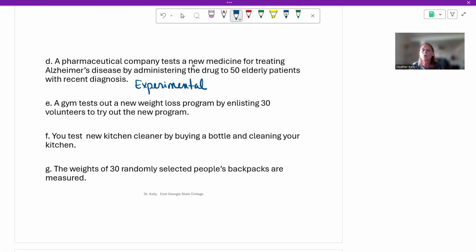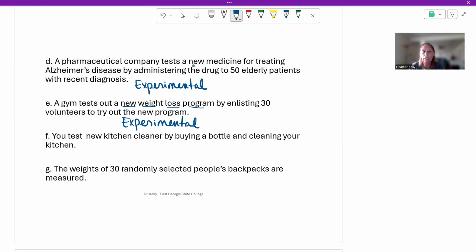A gym tests out a new weight loss program by enlisting 30 volunteers to try the new program. Well, because it's some new weight loss program, we're going to assume that they didn't just pick 30 people to just watch for a while. I'm going to call that experimental. Again, I would cave on any pushback that was within reason here.